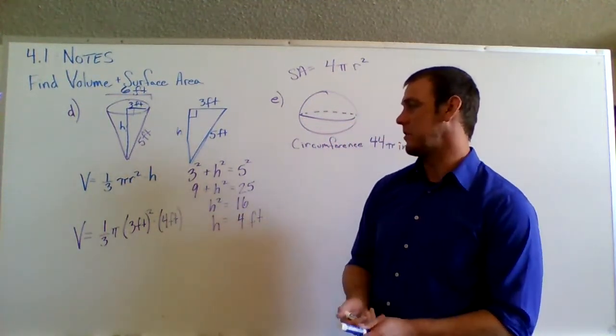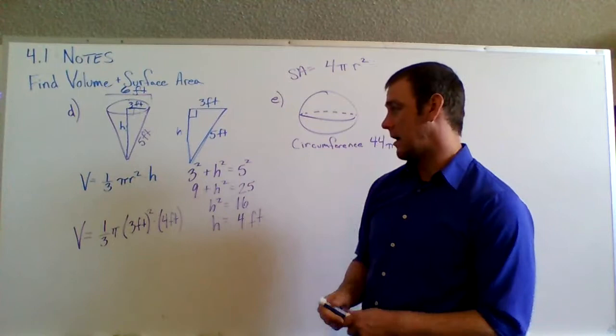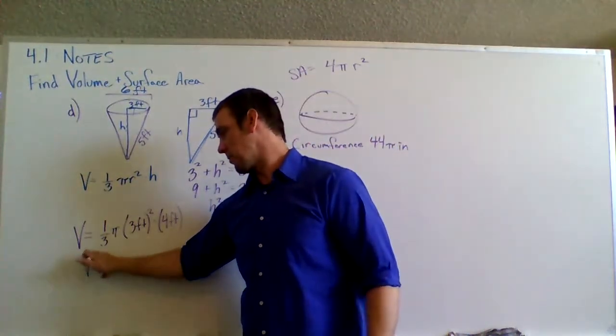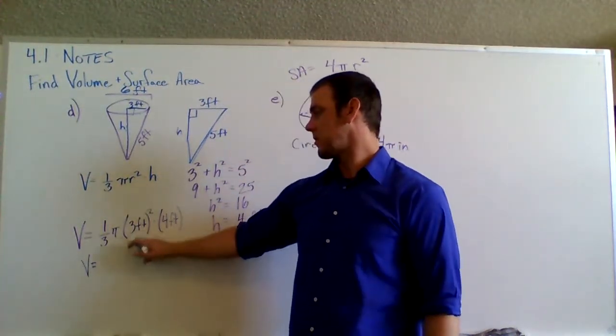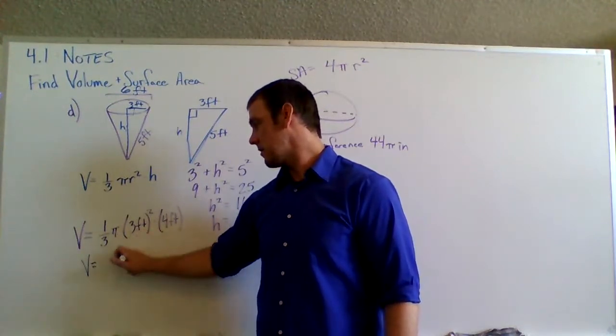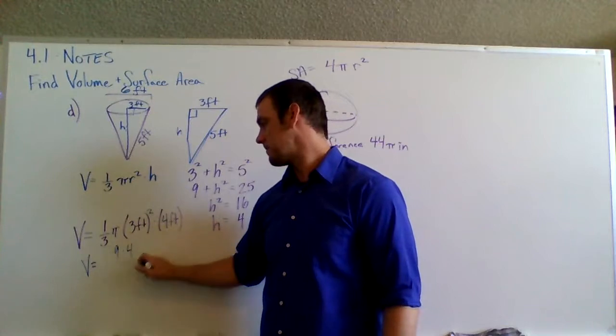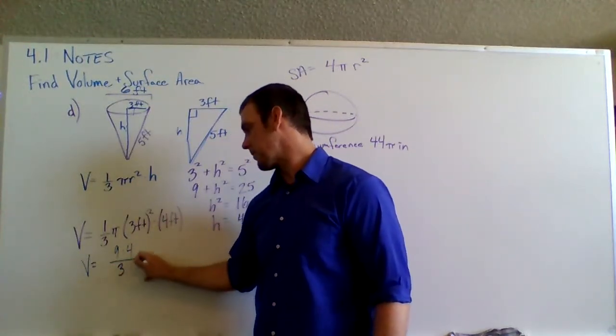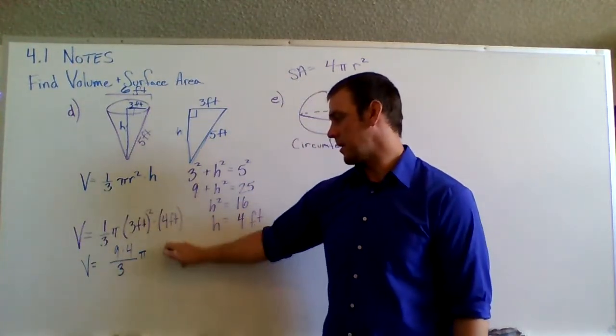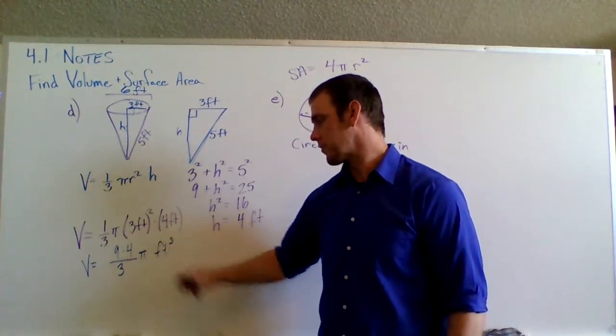You can type this all into your calculator. I'm going to reduce it down a little bit before I type it in. So it's going to be 9 times 4 divided by 3 times pi, and my units are going to be feet cubed.